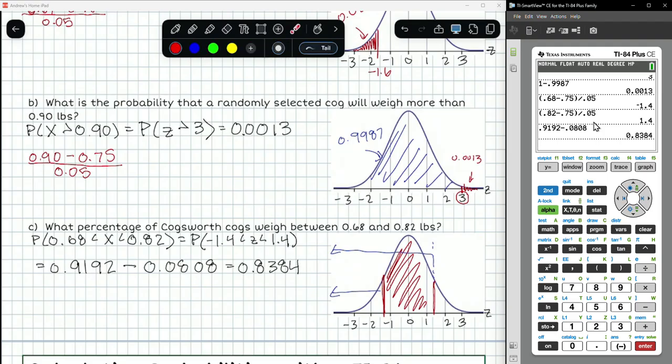And for this one, we're going to ask ourselves, does it make sense? And the answer is definitely yes, because I know the empirical rule says 68% within 1, 95% within 2. I'm in between 1 and 2, so I should be between 68 and 95. And I am, which is perfect.